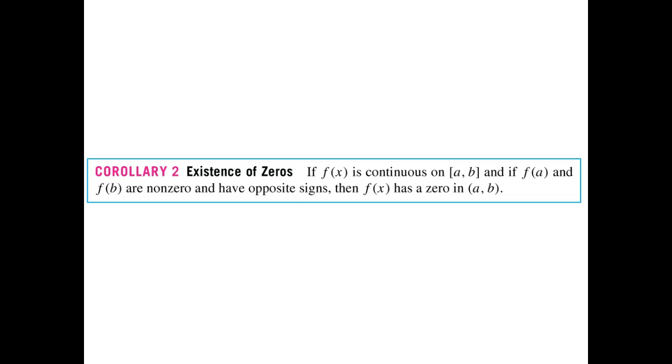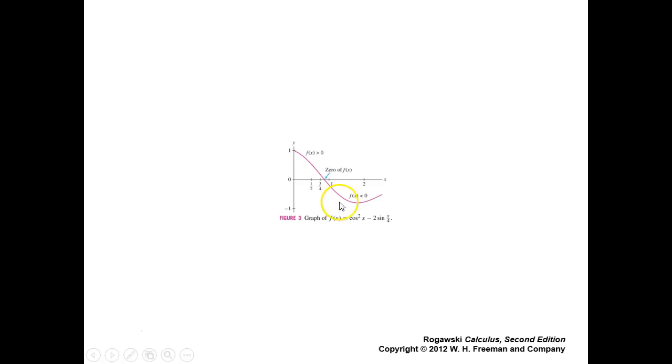Now, we can locate zeros of every function to arbitrary accuracy by using the bisection method. Okay? I think you've probably done something like this before.